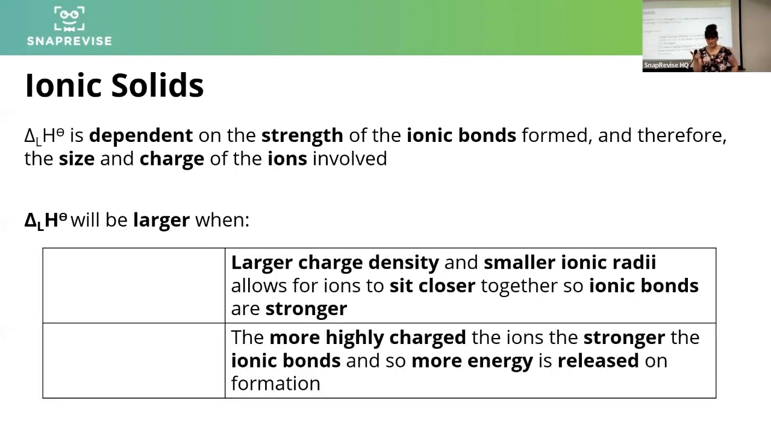Larger charge density. When you've got a larger charge density and a smaller ionic radius, the ions can sit closer together. So lattice enthalpy will be larger when you have smaller ions. Then the more highly charged the ion is, the stronger the ionic bond is going to be, because the greater the attraction will be between the positive and negatively charged ions. And so more energy is going to be released on formation. Therefore, enthalpy change of formation will be larger when you have got more highly charged ions.